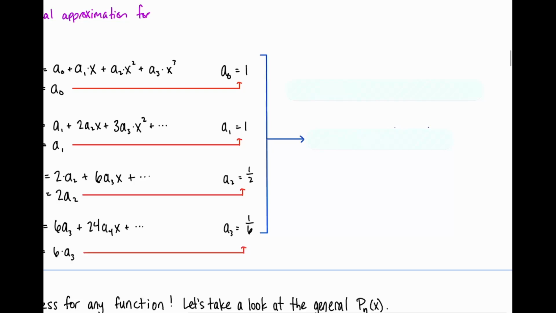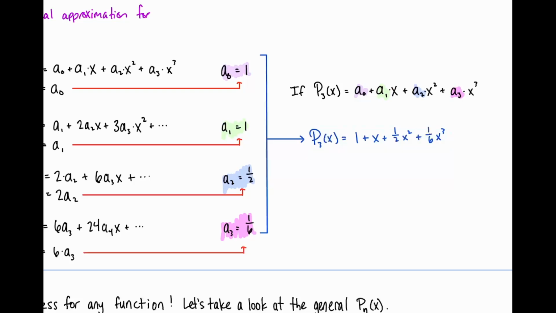So if my general third degree polynomial is this, then I can just replace a sub 0 equals 1 with my a sub 0, a sub 1 equals 1 with a sub 1, a sub 2 equals 1/2 with a sub 2, and a sub 3 equals 1/6 with a sub 3. And there is my polynomial.